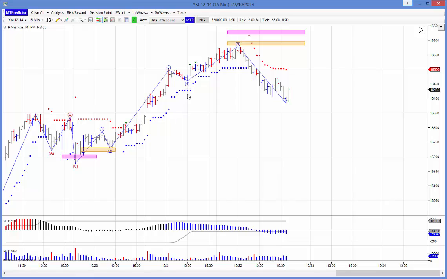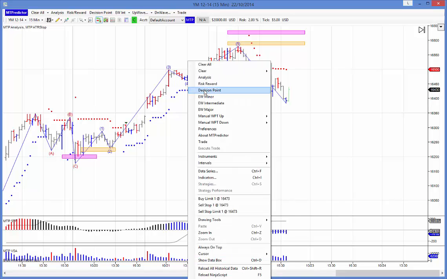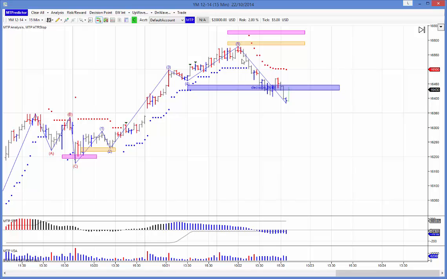As we teach in our training webinars, once a wave 5 high is complete, we then anticipate a move into the DP from the prior wave 4. So if we go back to the prior wave 4, which was here, we right mouse click, we place a decision point on the chart, and that's where we would anticipate the market to go to. And as you can see, that's exactly what happened. It did take quite a decline to get there, but that was what happened yesterday.